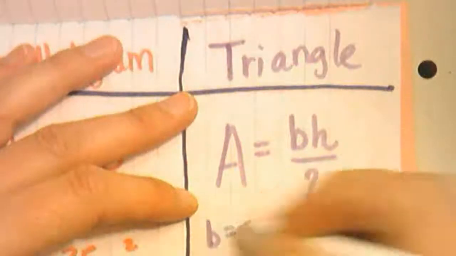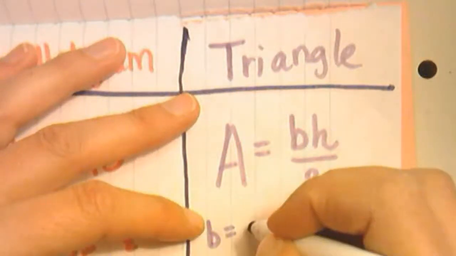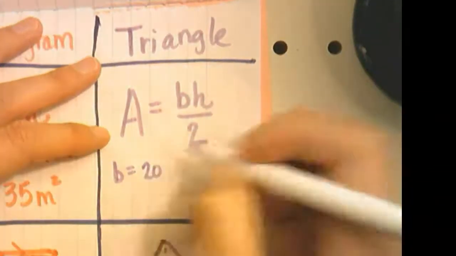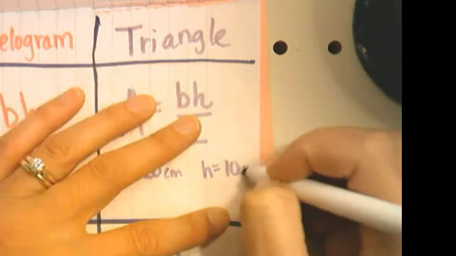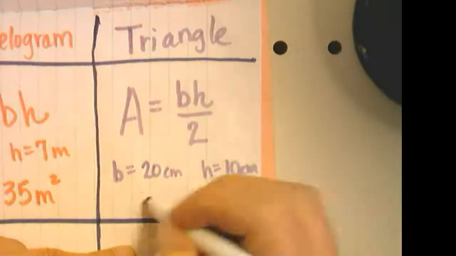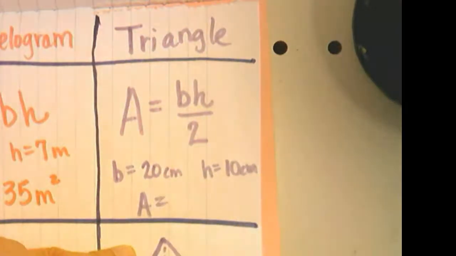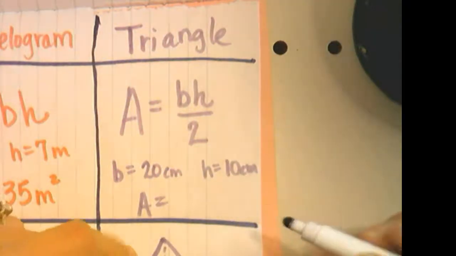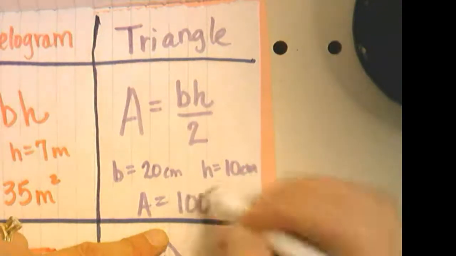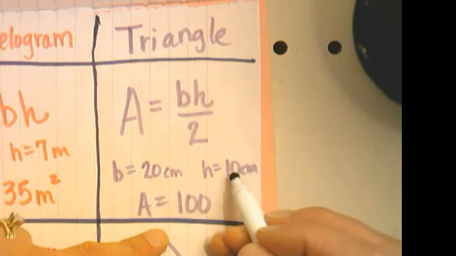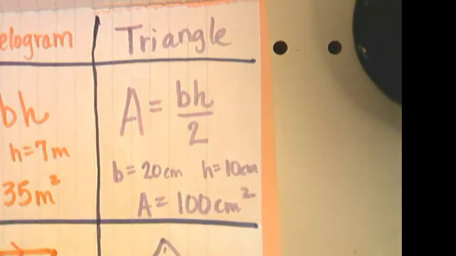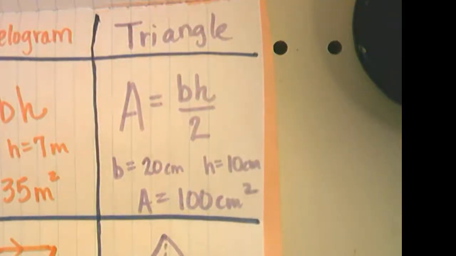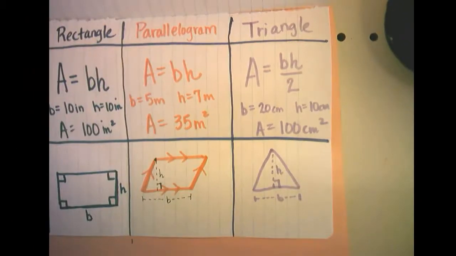So if the base is 20 centimeters and the height is 10 centimeters, what's the area? 100 centimeters squared. How much? 100 centimeters squared. Yeah, good job. 20 times 10 is 200, divided by 2 is 100. And we say square centimeters. Good job. We write centimeters squared, but we say square centimeters.